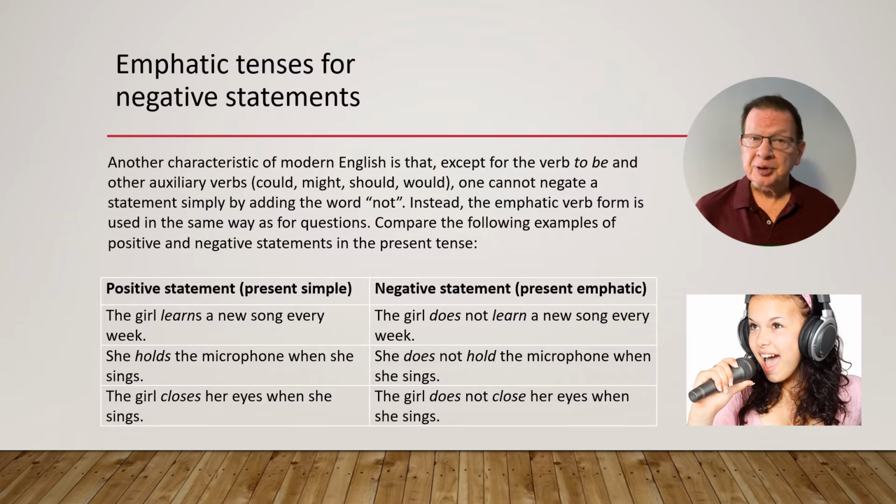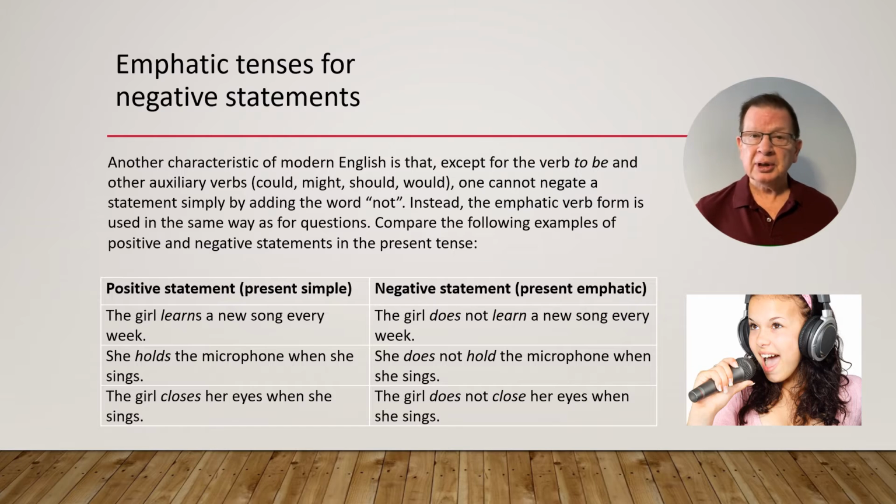Emphatic tenses for negative statements. Another characteristic of modern English is that except for the verb to be and other auxiliary verbs such as could, might, should, would, one cannot negate a statement simply by adding the word not. In other words, one cannot say, we went not to the store, or he finished his homework not. Instead, the emphatic verb form is used in the same way as for questions.